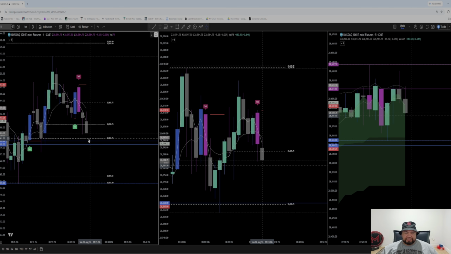Everything is support and resistance. Always remember that, guys. Support and resistance. All right, there's that push down to the 580s again.